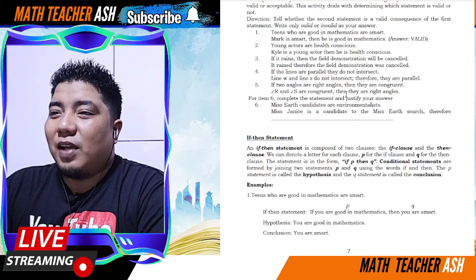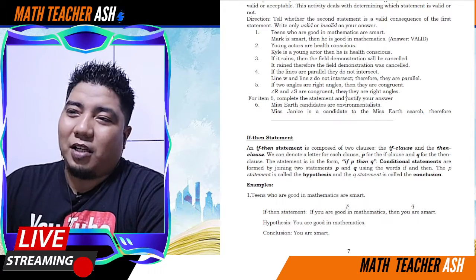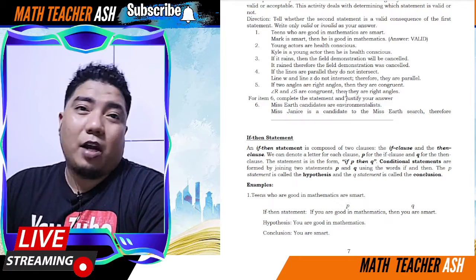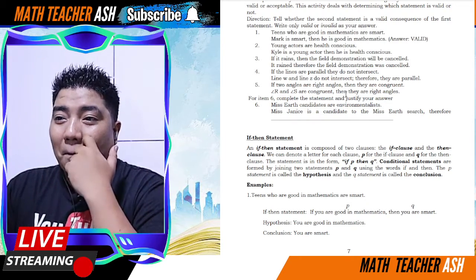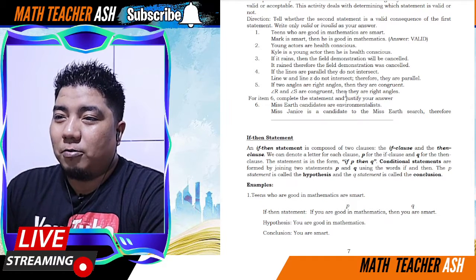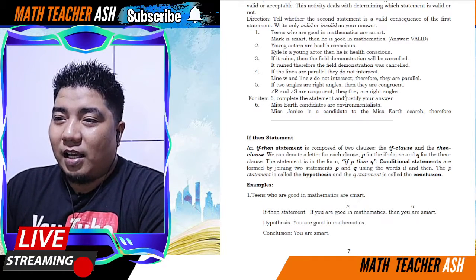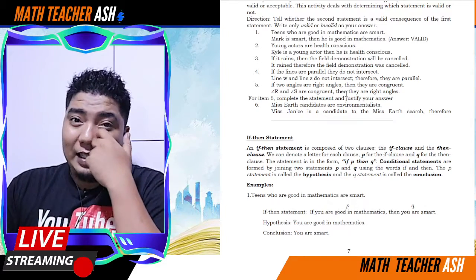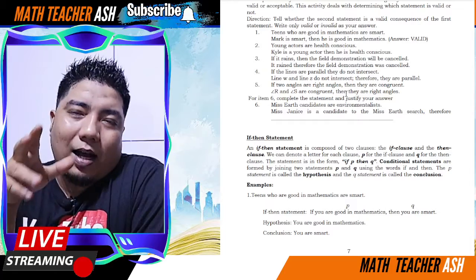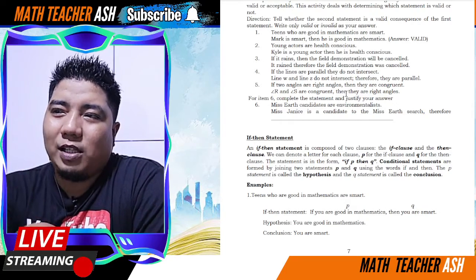Okay. If the lines are parallel, they do not intersect. Line W and line Z do not intersect. Therefore, they are parallel. Okay, pwede. If two angles are right angles, then they are congruent. Angle R and angle S are congruent, then they are right angles. Hindi ito valid. Bakit, my dear math learners? Kasi, pwede naman ang angles congruent pero hindi sila right angles.